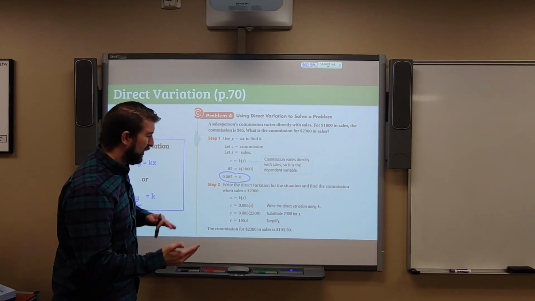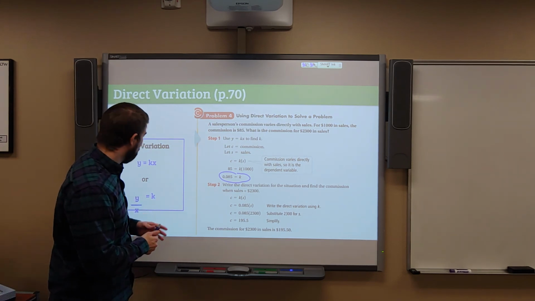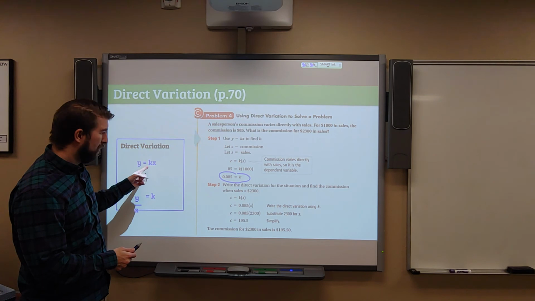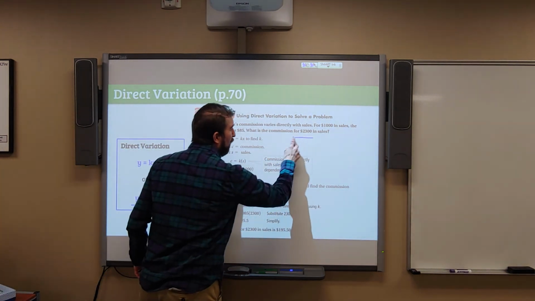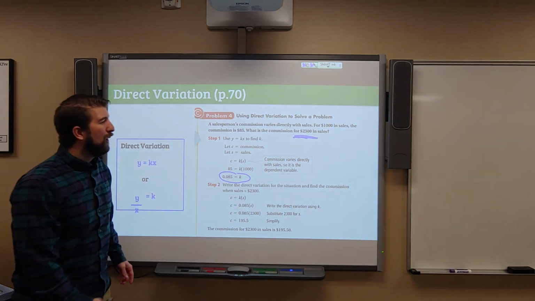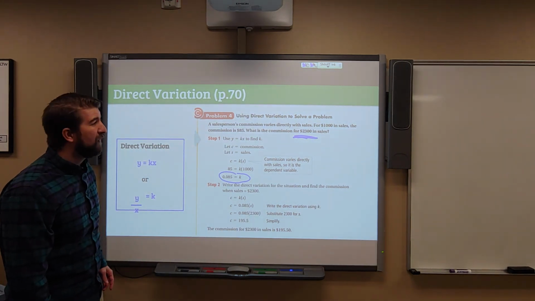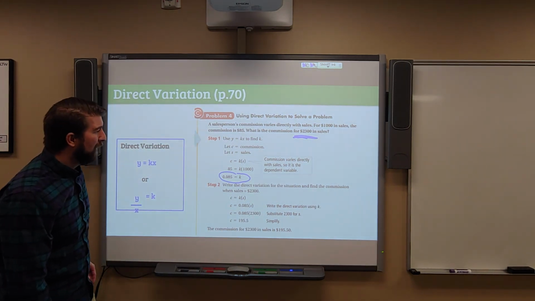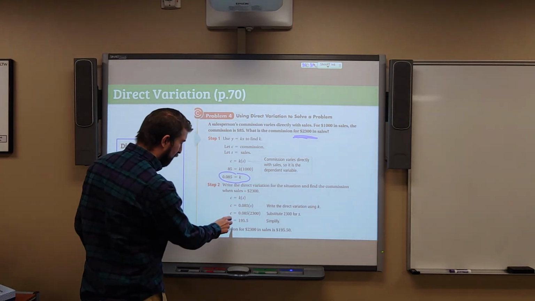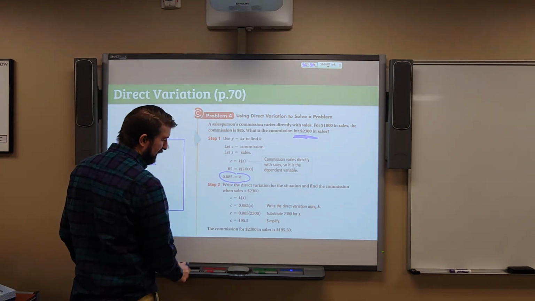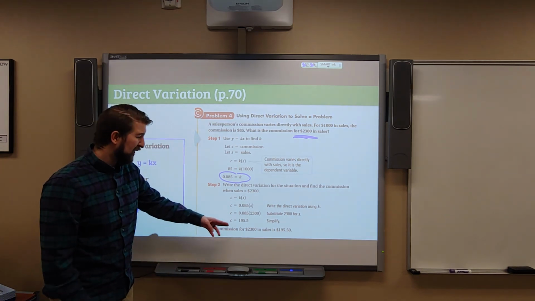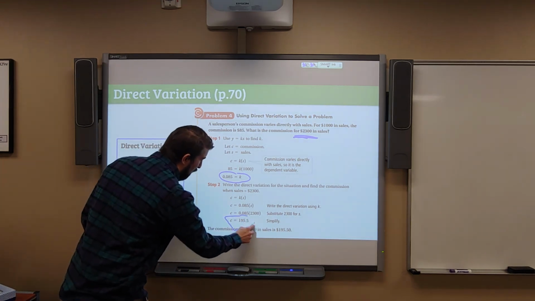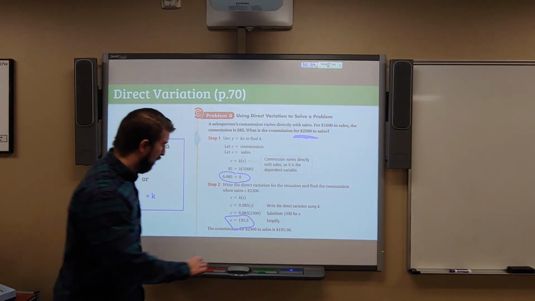0.085. Once we know the constant of variation, we can just plug it in to this, and we're trying to figure out what is the commission off of $2,300 in sales. So we would just say that 0.085 times 2,300 would be our commission, and that would be $195.50.